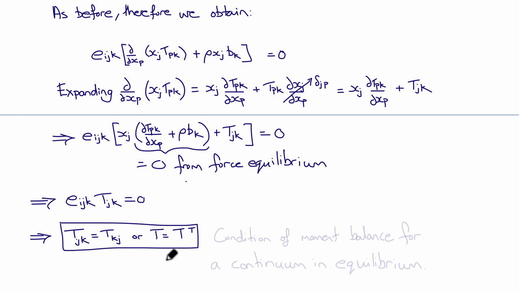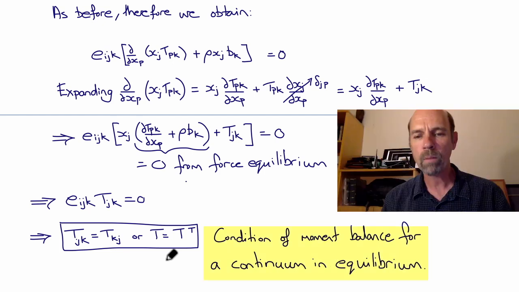So this is the other condition that we had previously obtained pictorially, and we can now see that it is proven mathematically. This is the condition of moment balance for a continuum in equilibrium. Next, we'll go on to look more into kinematics and strain before deriving the rest of the governing equations.